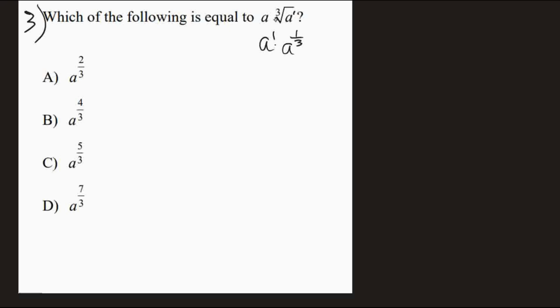So for multiplication, we know the exponential law: if we see there is multiplication, we can add the indices. That's the law of exponents. So 1 plus 1 over 3 is 4 over 3. So this will be our answer. It's quite fast and brief, right?